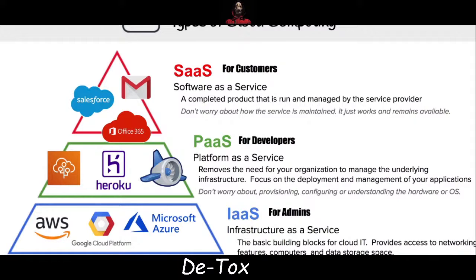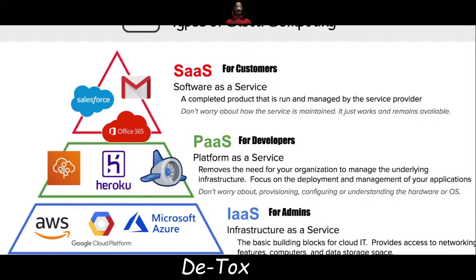Going down to platform as a service, this is really intended for developers, and it removes the need for your organization to manage the underlying infrastructure and focus on the deployment and management of your applications. So the idea here is you don't have to worry about provisioning, configuring, and understanding the hardware or OS. It just works. So you have an app, you push it. So for AWS, you have Elastic Beanstalk. Then there's also Heroku, which is a very popular service. And then I believe there's one called App Engine for Google.